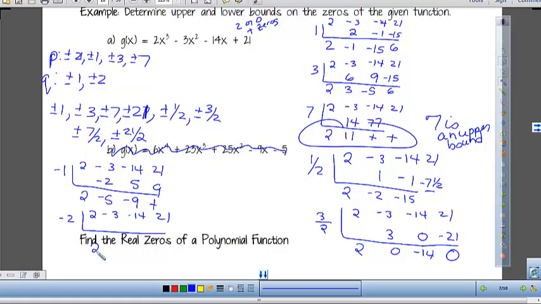Try -2. Which -2? Right here? I made that up. Let's try -3. Okay, is that better? All right. So bring down the 2. 2 times -3 is -6. So we get -9. -9 and -3 is 27. And so we got 13. 13 and -3 is -39. We get another negative number, which means what? Lower bound. We can say that -3 is a lower bound.